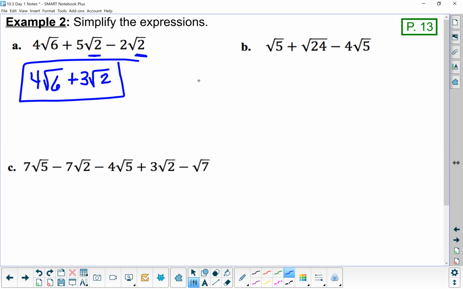Example B, we have the square root of 5 plus the square root of 24 minus 4 times the square root of 5. So again, square root of 5, square root of 5. 1 minus 4 is negative 3 square root 5 plus the square root of 24.